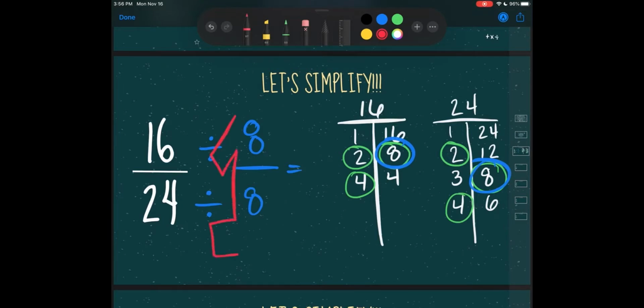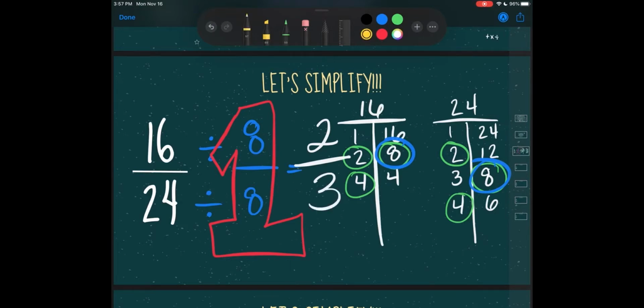And the reason why this works is just like when we were finding equivalent fractions, right? Because when I divide by 8 over 8, I'm basically dividing my whole fraction by 1. So it does not change the value of this number. It just puts those pieces back together to where I have fewer pieces. So 16 divided by 8 is 2. And then 24 divided by 8 is 3. So my simplified answer ends up being 2/3.